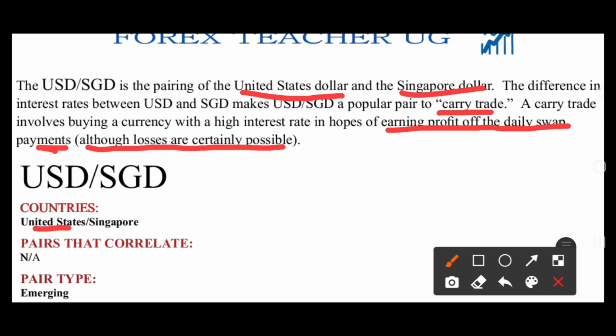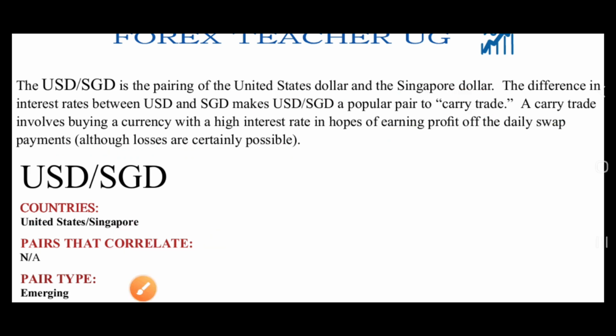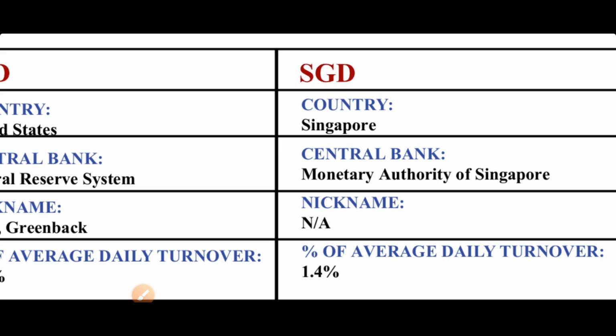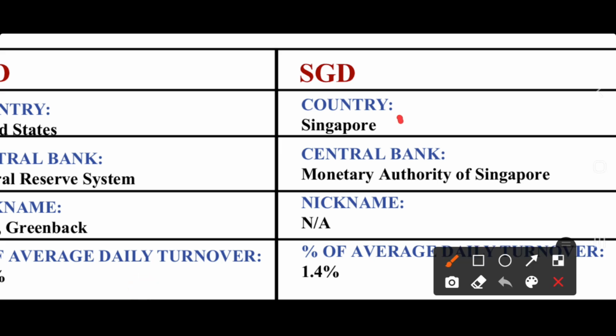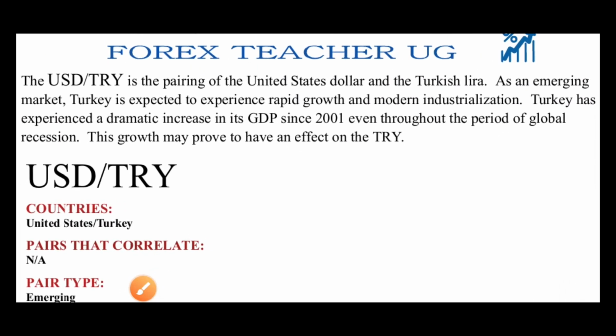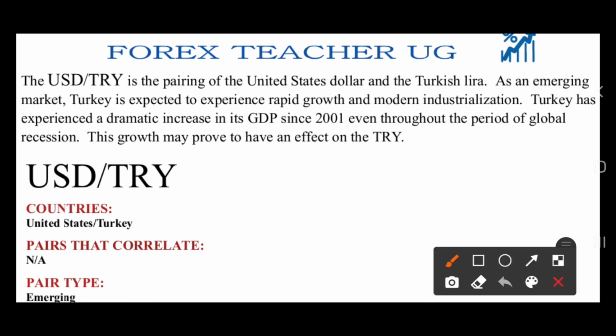So the countries are United States and Singapore, pairs that correlate, not accurate, and the type is emerging pair. When we look at it furthermore, we see it's from country Singapore. The central bank is Monetary Authority of Singapore. Nickname is not accurate. Average daily turnover is 1.4%.